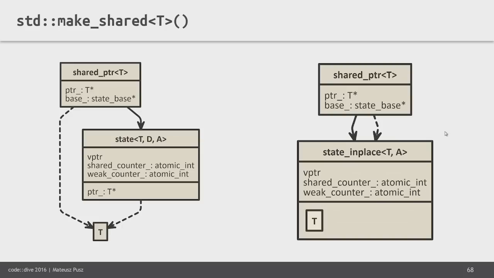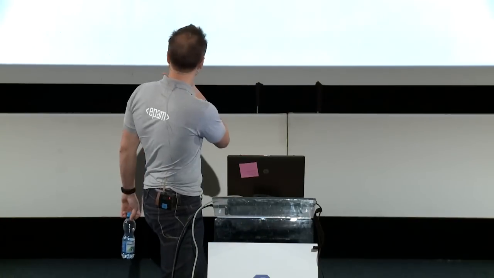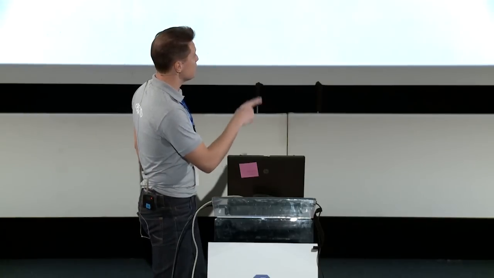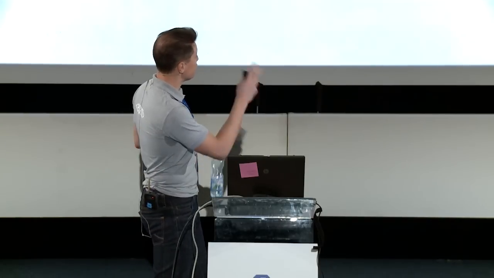And what's even more interesting here is that we have only one T pointer here. So we save some space. We don't need to provide additional pointer like it was in the case on the left side. So our state in place will be smaller plus shared pointer than the solution on the left side.